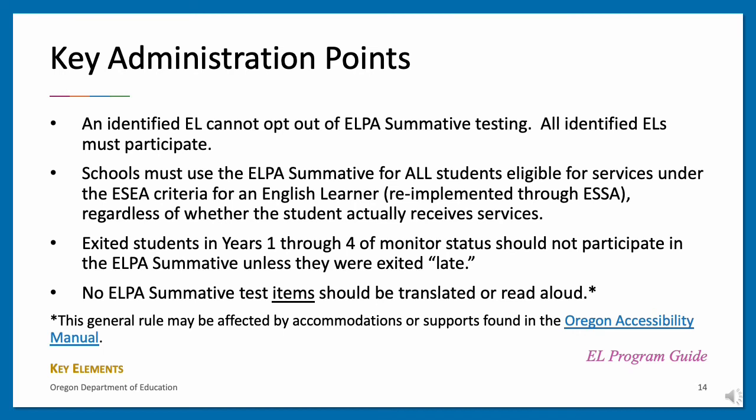There are no 4 domain exemptions. This is federal guidance that has been in force for a number of years. Refer to the EL Program Guide for additional information on this topic. Always refer to the Oregon Accessibility Manual Section 5.0 ELPA Summative for information on translations of directions only on the ELPA Summative items. There is no read aloud of passages or test questions for the ELPA Summative other than what is pre-programmed into the online test itself.